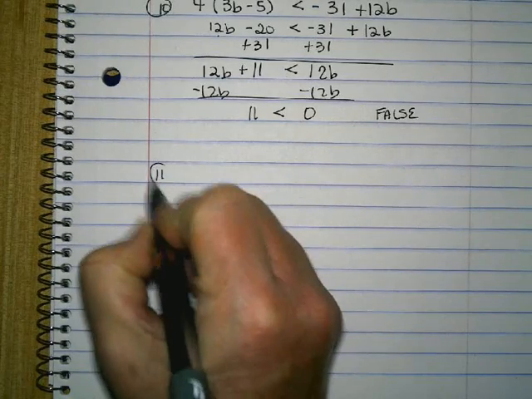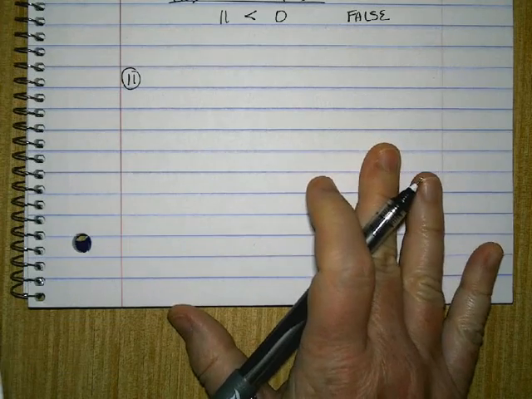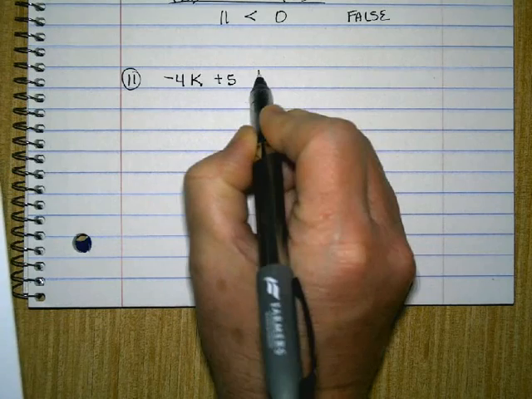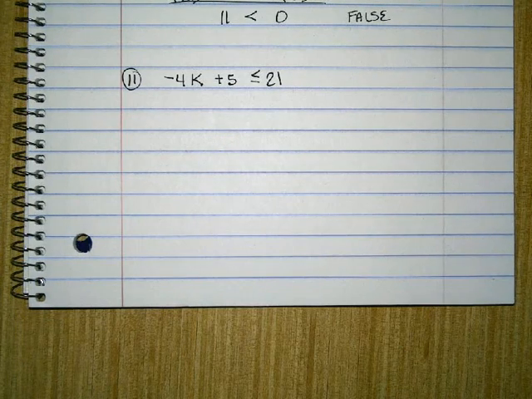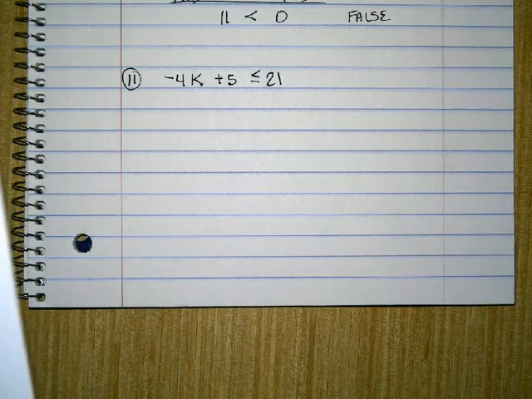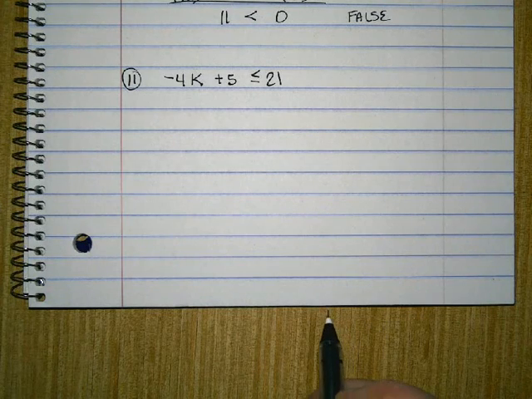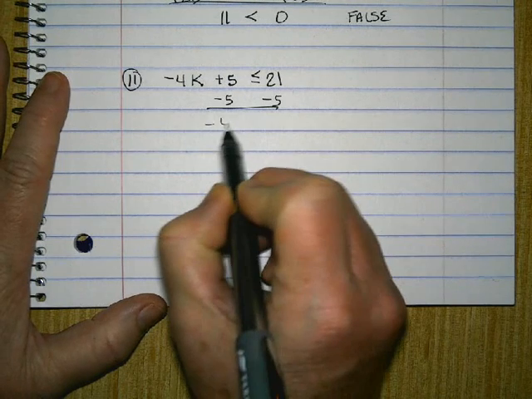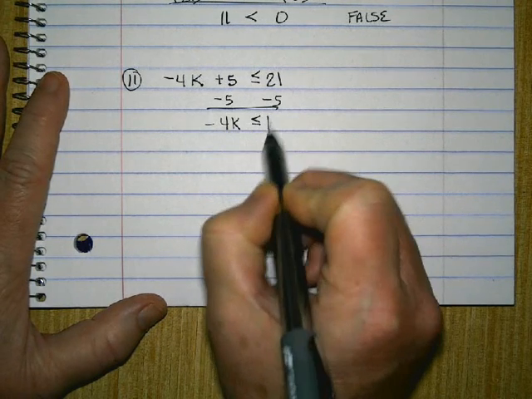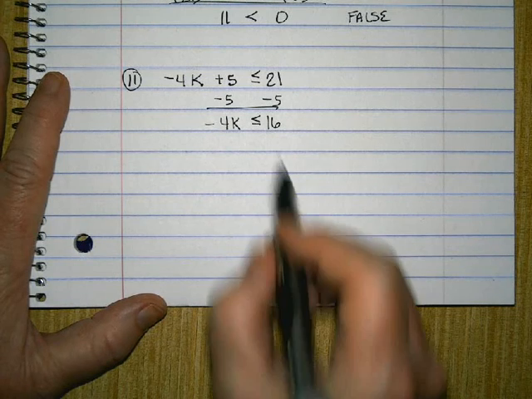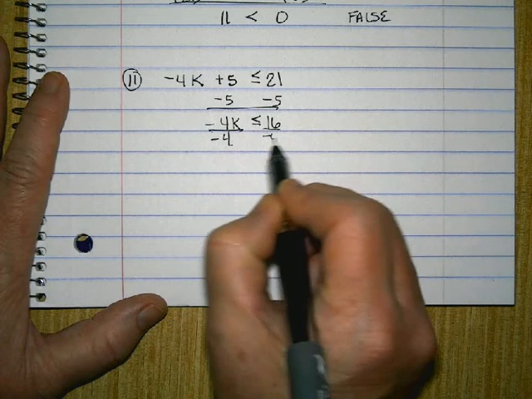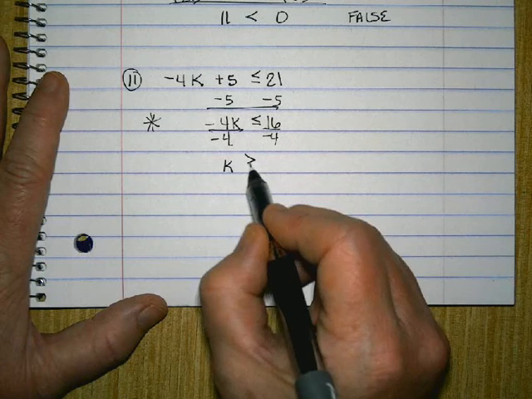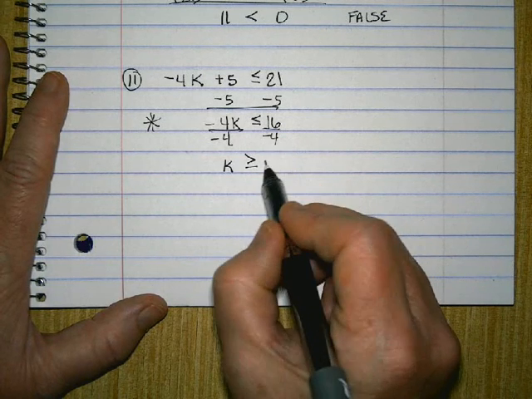11 says -4k plus 5 is less than or equal to 21. So tell me what I need to do here. Subtract 5. So I get -4k is less than or equal to 16. What happens when you divide by a negative? Flip your sign. So 16 divided by -4 is -4.